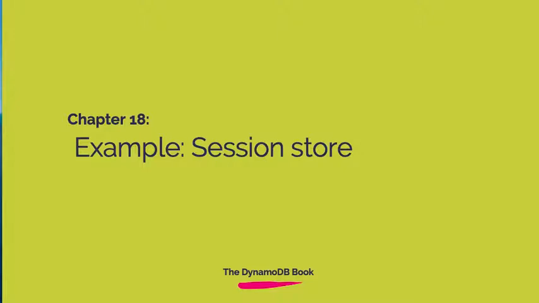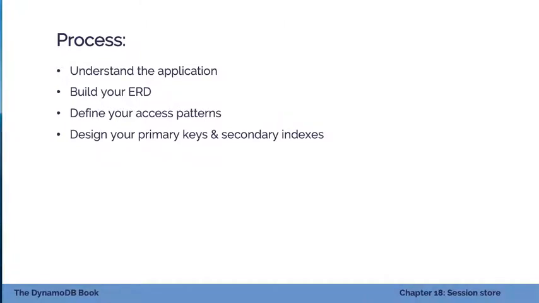All right, so this is chapter 18, which is our first data modeling example. We're going to model a session store here. This is going to be the easiest example we do, but we're still going to walk through that same process we do in every one. So let's just remind ourselves what that process is.